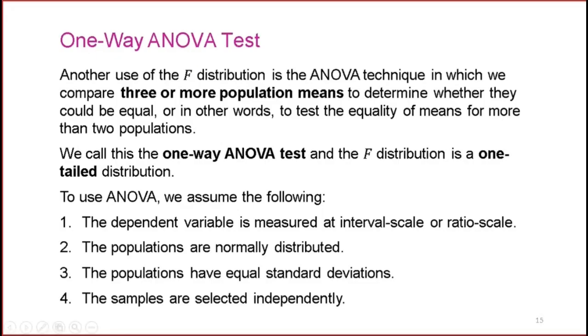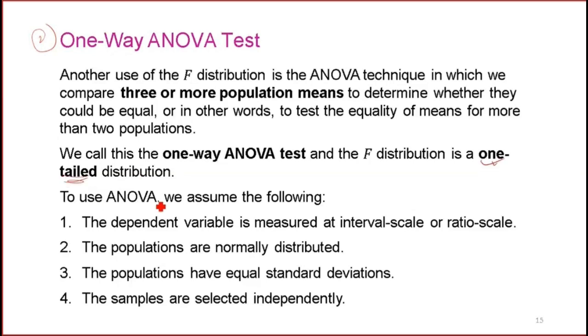One-way ANOVA test. Another use of the F distribution is the ANOVA technique. This is our second situation, in which we compare three or more population means to determine whether they could be equal, or in other words, to test the equality of means for more than two populations. We call this the one-way ANOVA test because this one is a one-tail distribution.